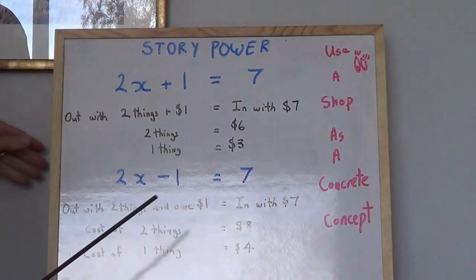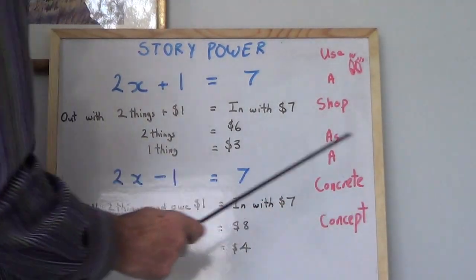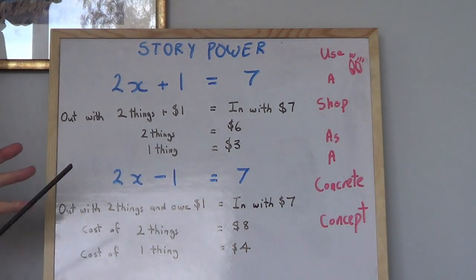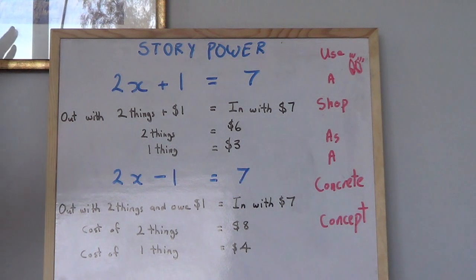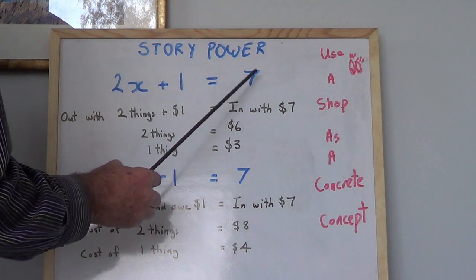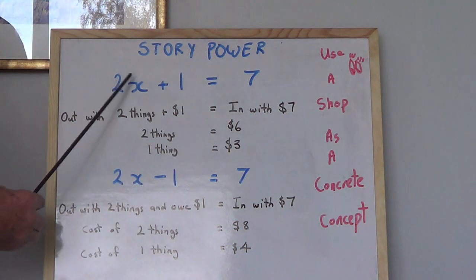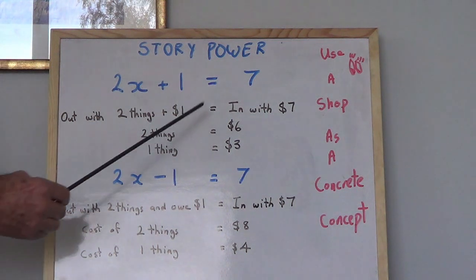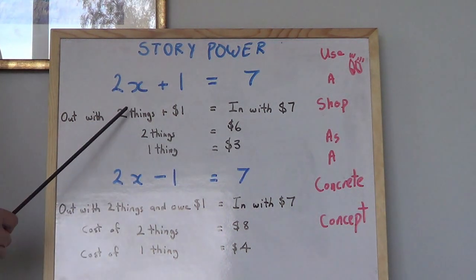I'm going to use story power to work out this question here, and I'm going to use a concrete concept. I'm going to use going to a shop and buying things as a concrete concept. So, we'll tell the story. A man walks into a shop with $7. He buys 2 x-y things and he walks out with $1. All right? So, he went in with $7, came out with 2 things and $1.